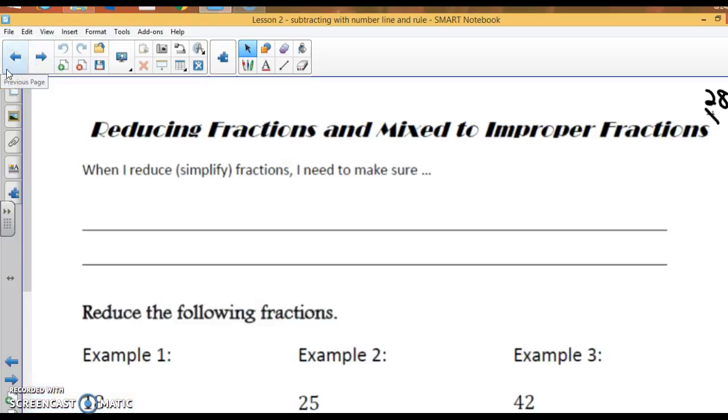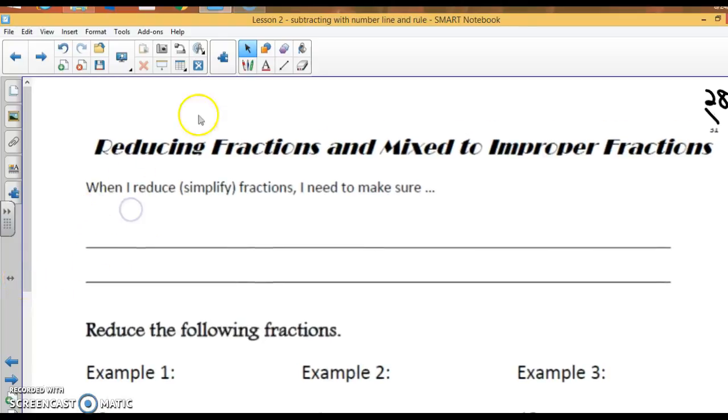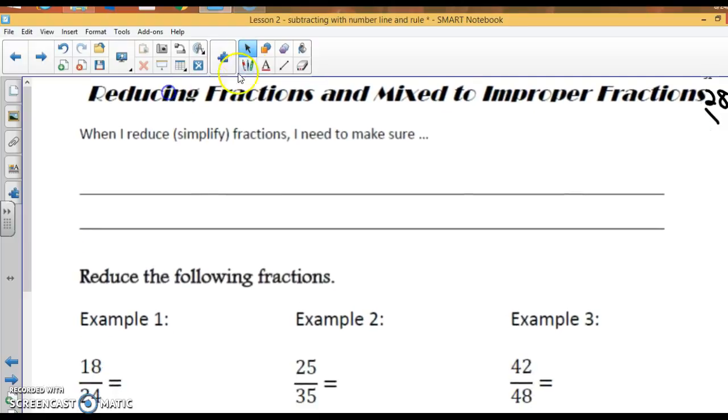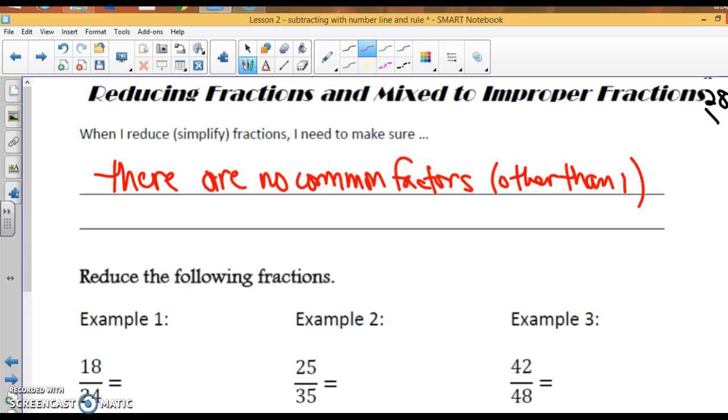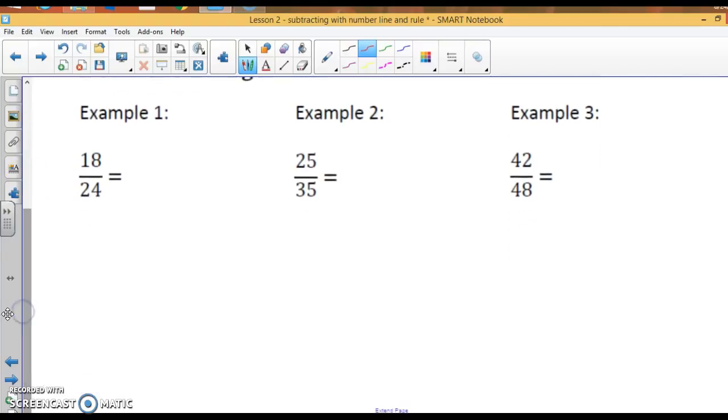Now, one of the topics that we're going to review today is fractions. And when you reduce fractions, you need to make sure there are no common factors other than 1 in the numerator and denominator. So this is a complete review.